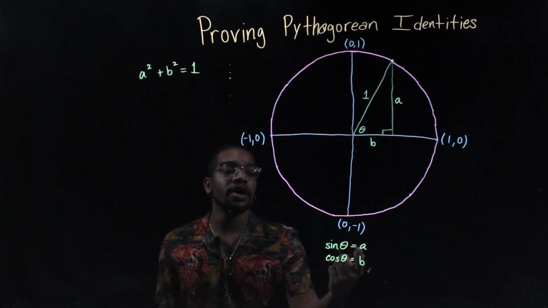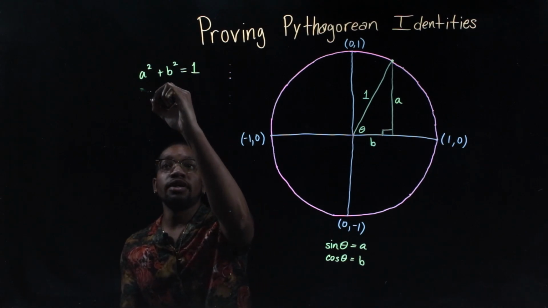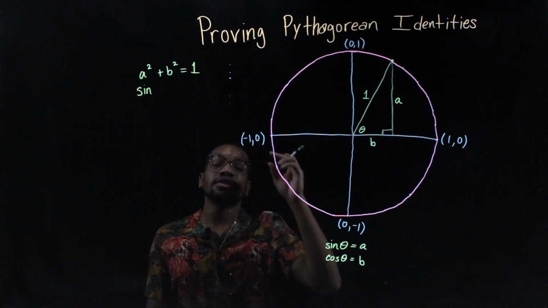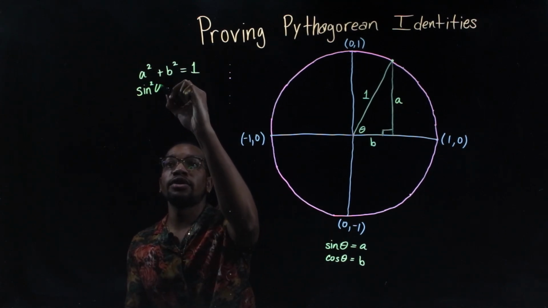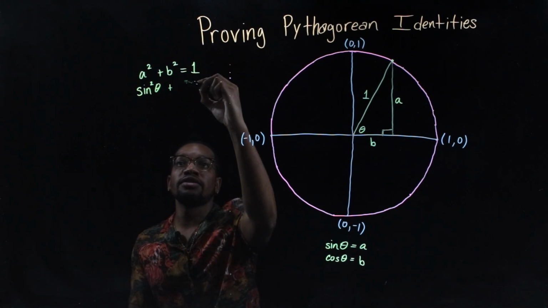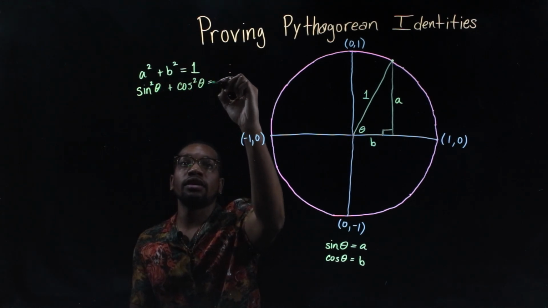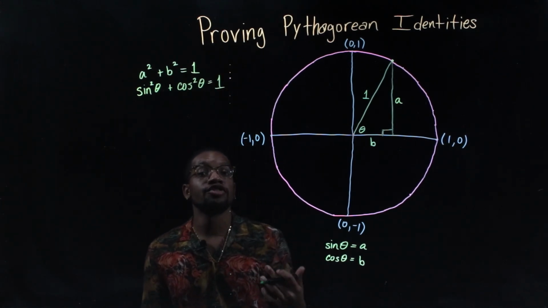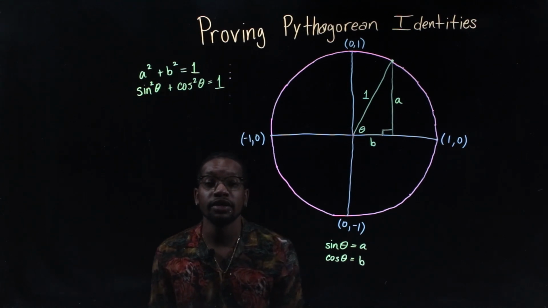If I just substitute a for sine of theta and b for cosine of theta, then I will get sine. Now, I know a lot of people want to say sine of theta squared, but the way we write it is just sine squared theta plus cosine squared theta equals 1. All right, and that's actually my first trig identity right there. Sine squared theta plus cosine squared theta equals 1.